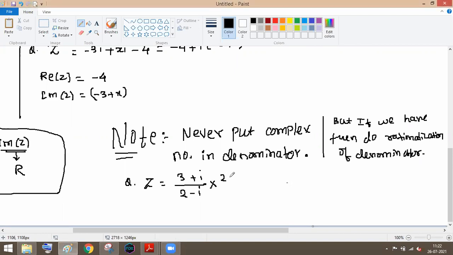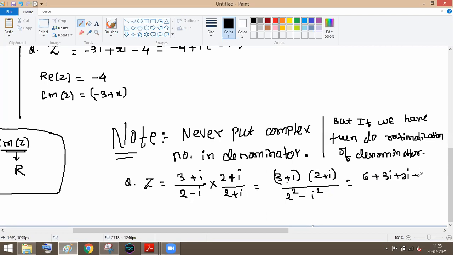So what do we have to do now? We have to do the rationalization. We know the concept of rationalization. We have to write the two terms with the opposite sign, so 2 plus I upon 2 plus I. We have 3 plus I into 2 plus I upon, and we know that when you multiply a plus b into a minus b, that will always be a square minus b square, that is I square. Now if we solve this further, we'll get 6 plus 3i plus 2i plus I square upon 4. And what does I square do? I square equals what?